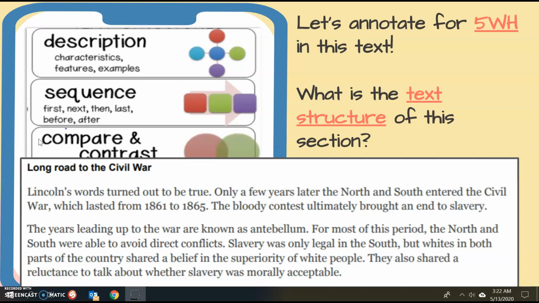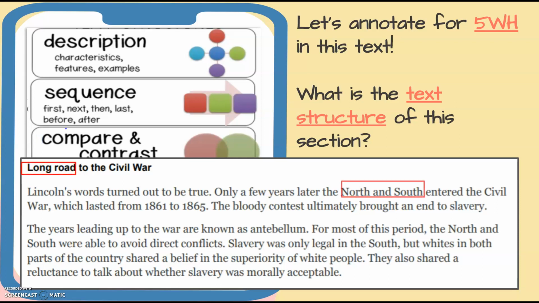I see there are two possible who's in this paragraph, Lincoln and the North and the South. This section isn't mostly about Lincoln. It's about what led up to the war. So I think the North and the South is the who. I also see some dates. I was tempted to say that that's our when, but those are the dates that the Civil War occurred, not what led to it. Did you see how I went back to the subheading to check my thinking about the 5 W and H annotation?